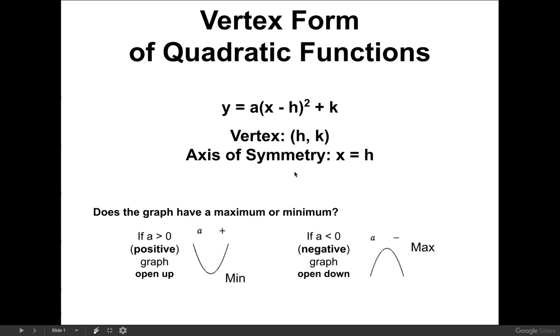The axis of symmetry is going to be the same as the x value of the vertex, or the h value. We can still use the a value of our function to determine if we have a max or min. So in vertex form, that a value, if it is positive, it's going to make the graph open up, meaning we have a minimum for our vertex. If our a is negative, our graph is going to open down, meaning we have a maximum for our vertex.